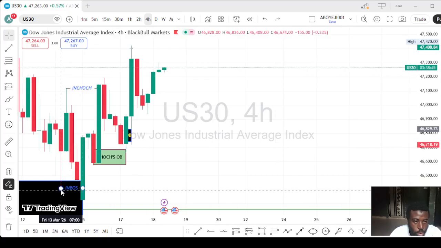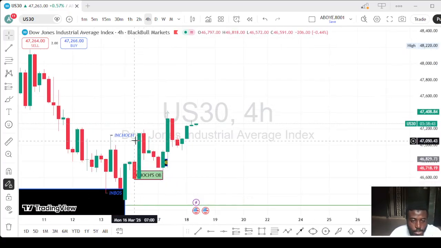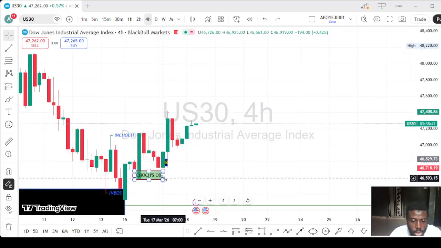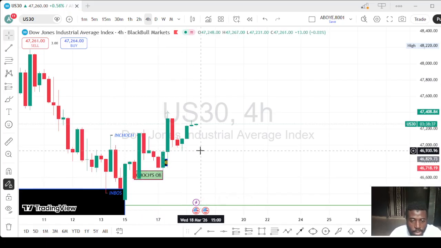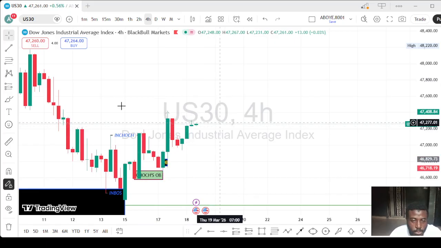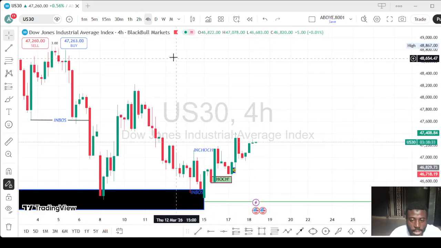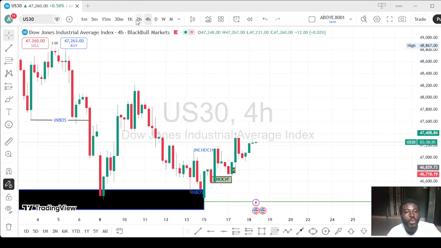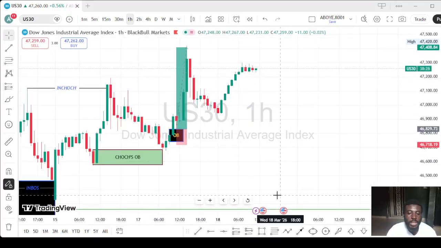Change, break of structure. After the break of structure, the market breaks it with a full body candle, turning to what? Turning to change of character, and this is the change of character order block. After the market mitigated this change of character order block, we are seeing this. Let's move to 1 hour time frame and see where the opportunity is.